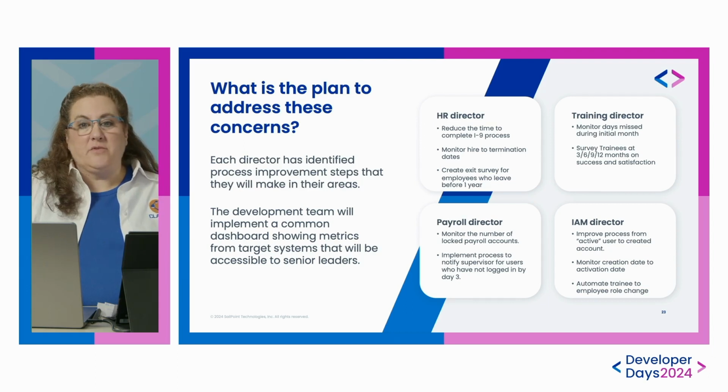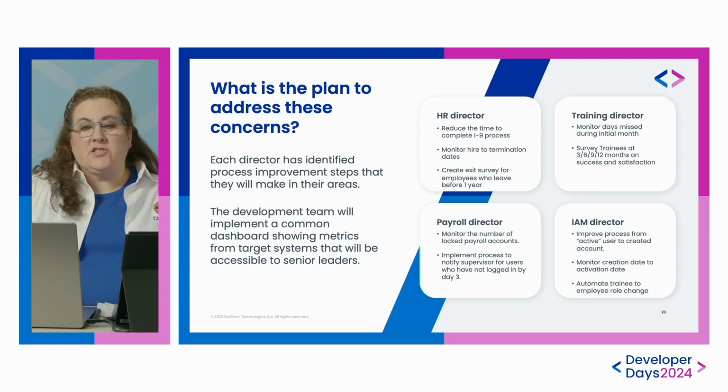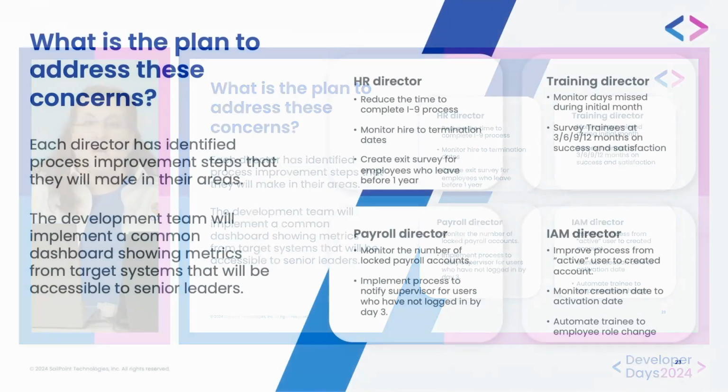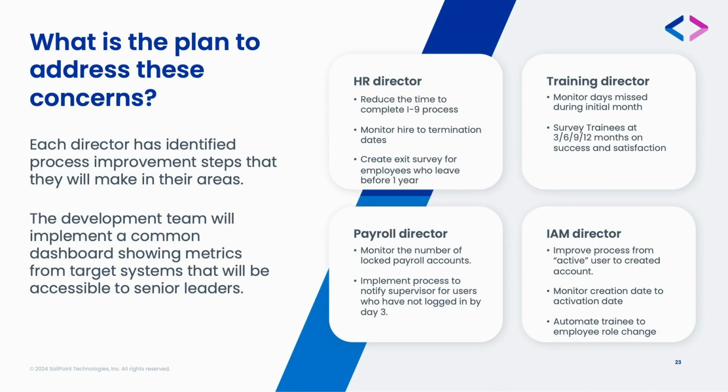So I've given you some little examples here. The HR director is going to reduce the time to complete I-9 processing. They're going to monitor termination dates. They're going to create an exit survey and monitor the results. The payroll director is going to look at the number of locked accounts in the payroll system. The training director is going to look for the number of days missed during the first month. They're also going to do some surveys as those trainees become employees and come on board with us.